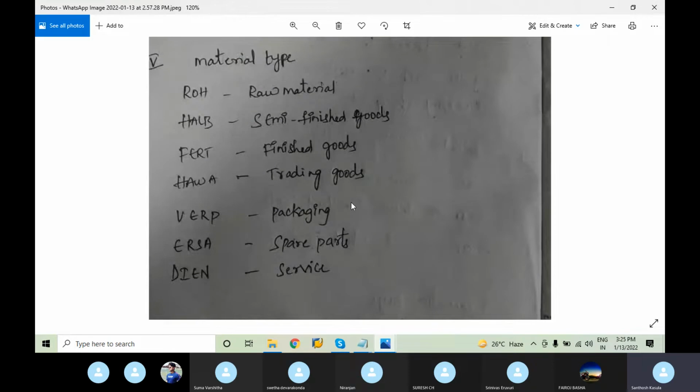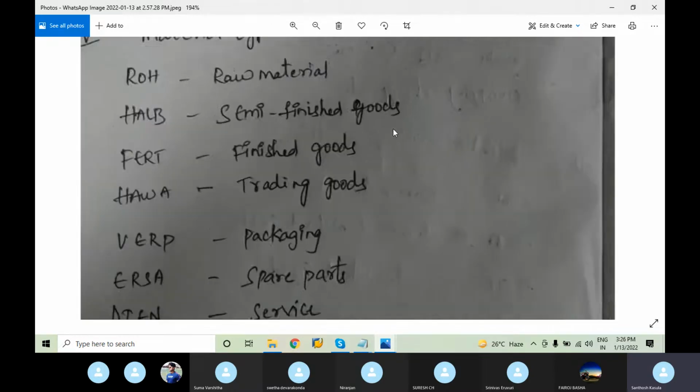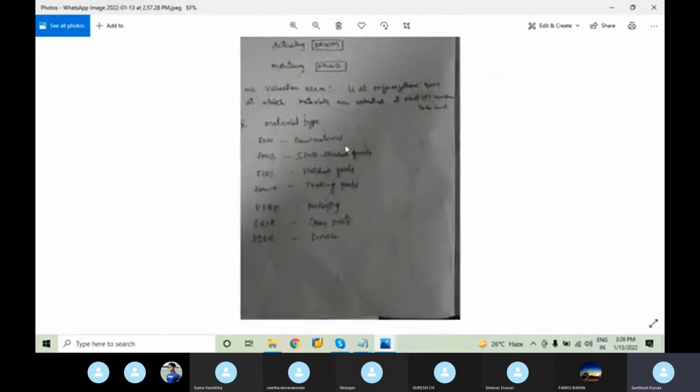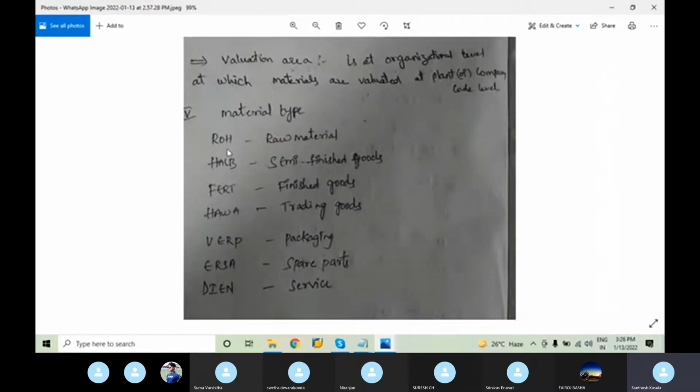So we have spare parts. If we are manufacturing only spare parts, that material type is known as ERSA. And there are also service providers, for which the material type is known as DIEN. So these are basically the material types. You may have a doubt: in material type, ROH indicates raw material and HALB indicates semi-finished.